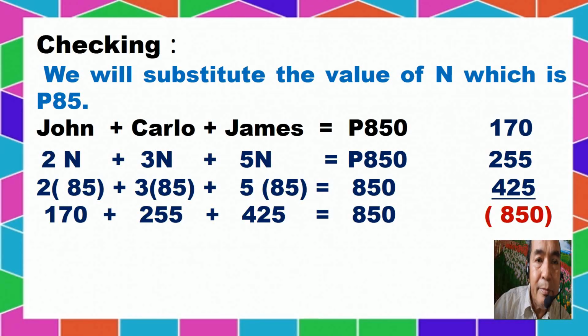2:3:5. So that is how to solve problems involving partitive proportion. You will apply the same steps if you find out that the problem is dealing with partitive proportion.